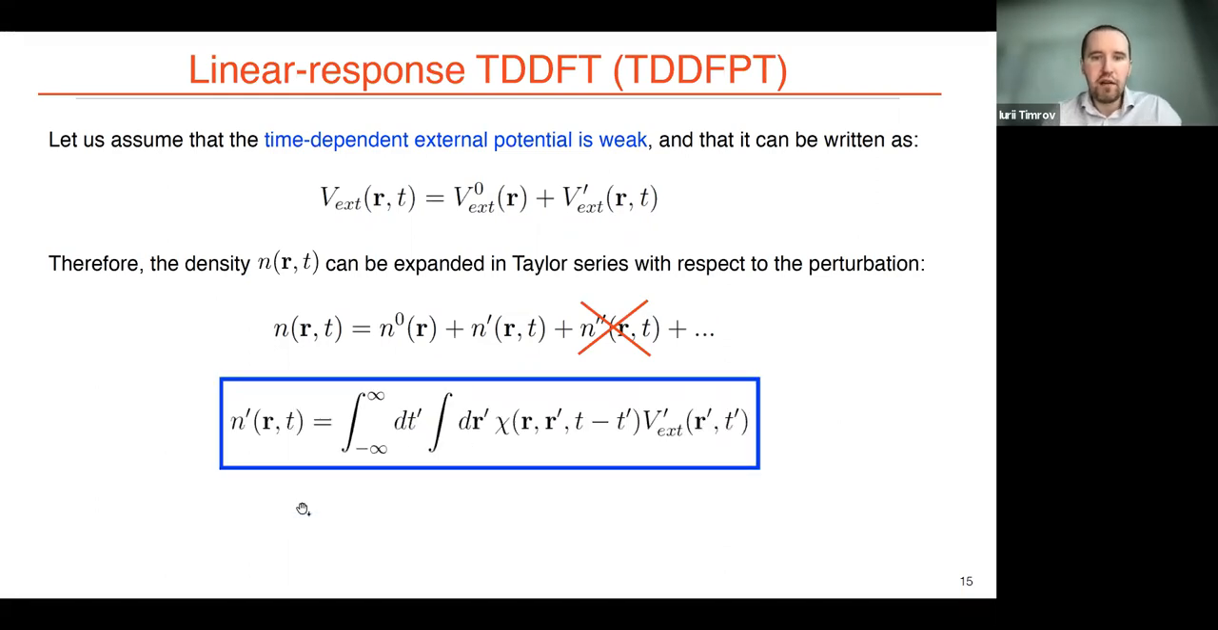This being said, we can write this object n prime, which depends on time, as a function of the external potential V prime external. The connection between these two objects, the external perturbing potential and the induced time-dependent density, is via the function chi, which is the so-called susceptibility of the material. This function chi depends on spatial coordinates r and r prime, so it is non-local, and it depends on times t and t prime, actually on the difference of times. And we have an integral over r and over time.